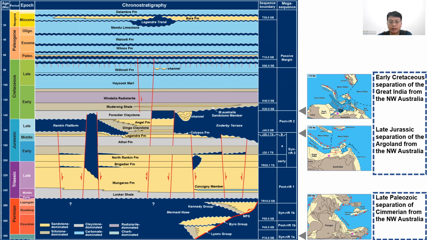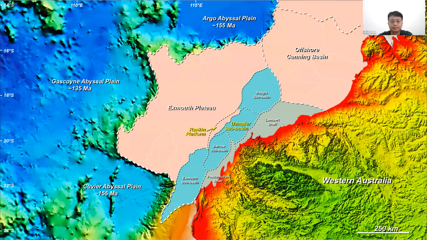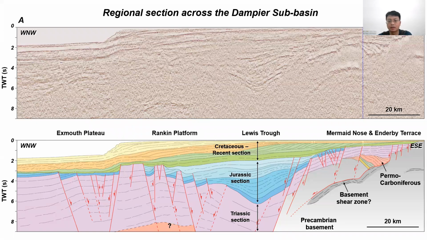A second phase of extension started from the late Triassic and ended in the late Jurassic. This involved the separation of Argoland and Greater India from Northwest Australia. Our studied area, the Northern Carnarvon Basin, actually consists of a series of subbasins, and our studied area is the Dampier subbasin. Here I will show a cross section through the Dampier subbasin to see the basin architecture.